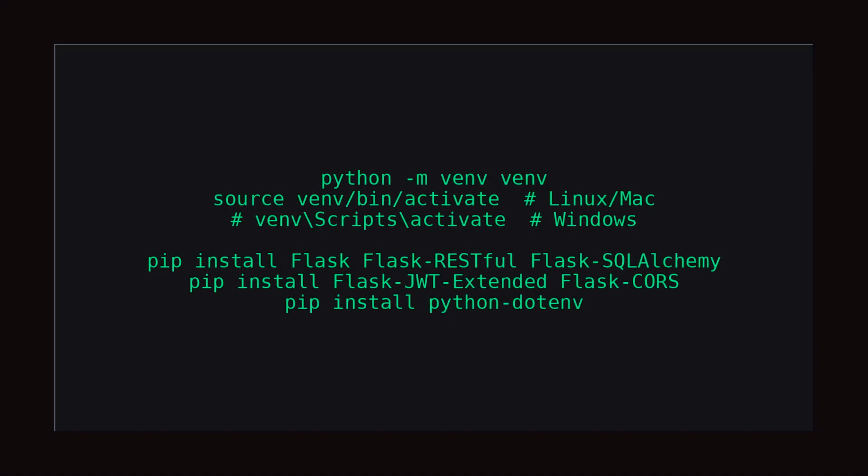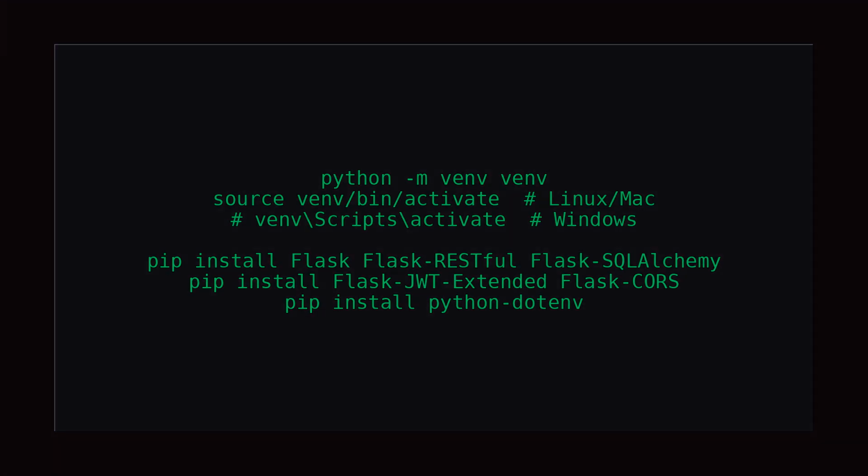First, let's set up our Flask development environment. Create a new virtual environment using python -m venv, then activate it. On Linux or Mac, use source venv/bin/activate. On Windows, use venv/Scripts/activate. Now install Flask and essential packages using pip install Flask, Flask-RESTful, Flask-SQLAlchemy, Flask-JWT-Extended, Flask-CORS. These packages provide core Flask functionality, REST API support, database ORM, JWT authentication, and CORS handling for cross-origin requests.